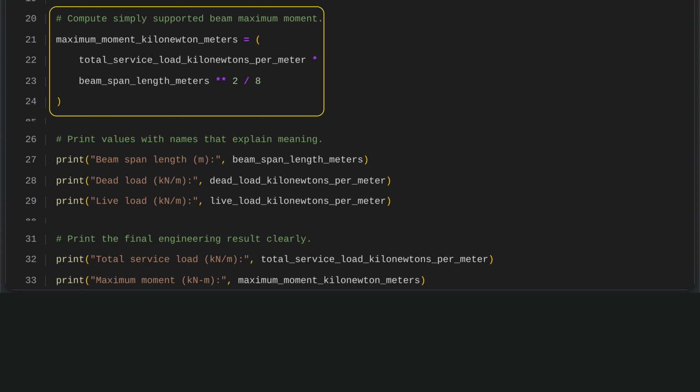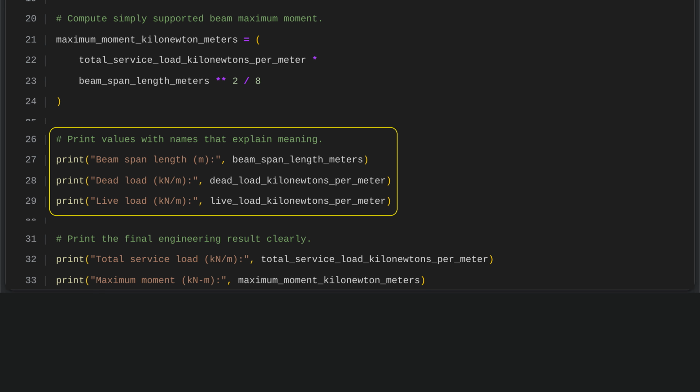For a simply supported beam, the maximum bending moment is found by multiplying the total service load by the beam span squared, then dividing the result by 8. The answer is expressed in kilonewton meters and represents the peak bending effect caused by the applied load.